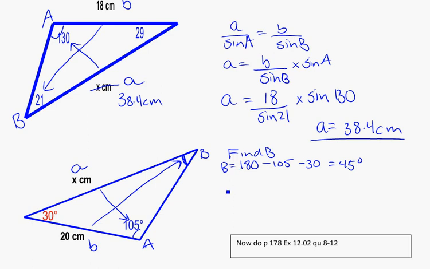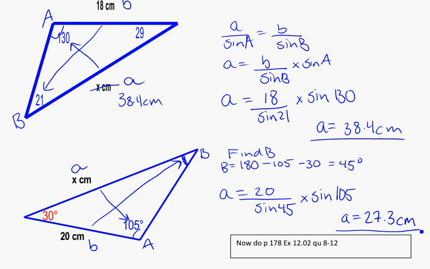And now I can plug in. So using my shortcut formula, A is equal to little b, which is 20, all over sin of 45, sin of big B, times sin of A, which is 105 degrees. And if I plug all that into my calculator, I will get 27.3 centimeters. So again, just remember, there's 180 degrees in a triangle. If they don't give you the correct angles, you can always use that to figure out what the missing angle would be.